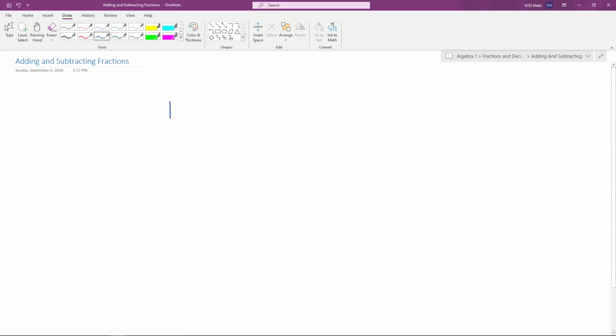So something like 1 over 4 plus 2 over 4. These two fractions already have the same common denominator of 4. And once you have a common denominator, all you have to do is add up the top numbers together, and then that becomes your new numerator. So this would become 1 plus 2 is 3. And then we keep the same denominator, so 3 over 4 would be your answer.